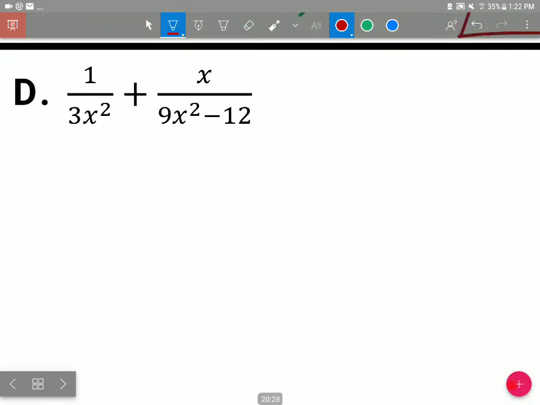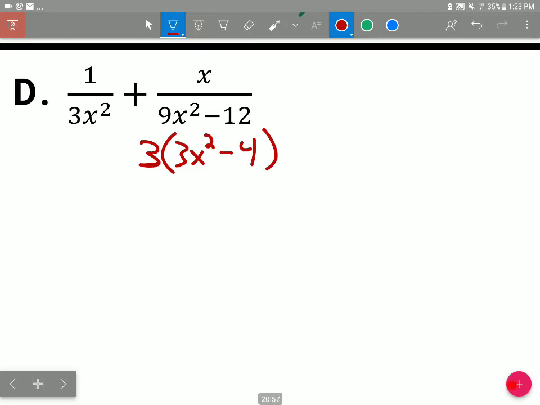So letter D. Step 1. Do we have a negative to distribute? No. Are we gonna factor this one? No. Are we gonna factor this one? How? 3. Divide by 3. Good. Yes, dividing by 3 is factoring. So if I divide by 3, what am I left with? x squared. 3 squared. Good.